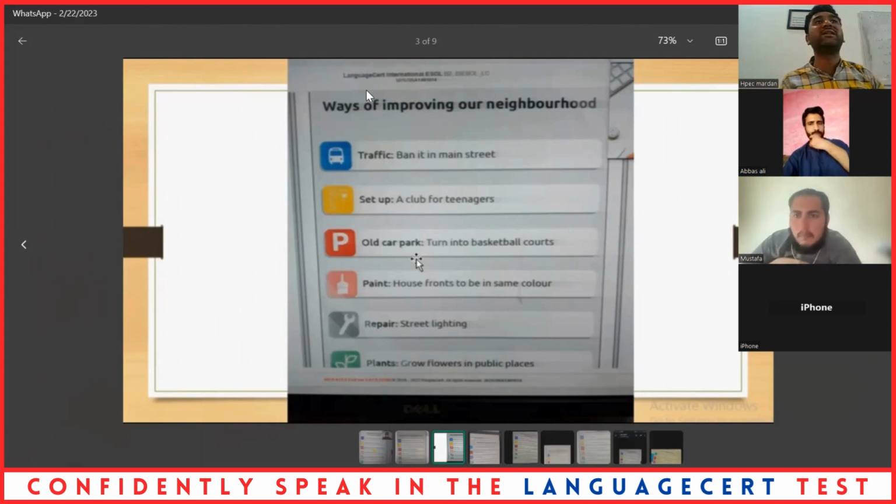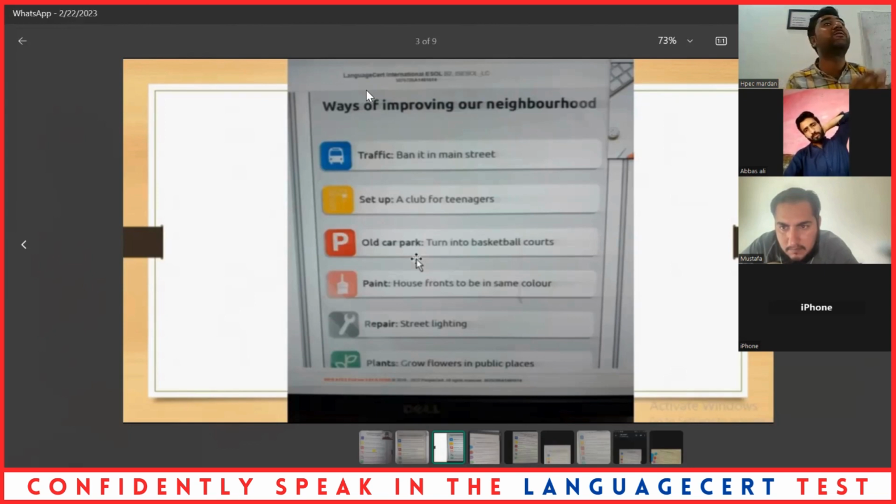The second one, the examiner will ask you, okay, Mr. Salman, what do you think? What to set up for teenagers? What would be your answer? I think we should set up a club for teenagers because most of the teenagers go to other streets to join a club. So if we set it up in our own street, it would be feasible for everyone to spend their time in their own street. समझ आ रहा है कुछ?